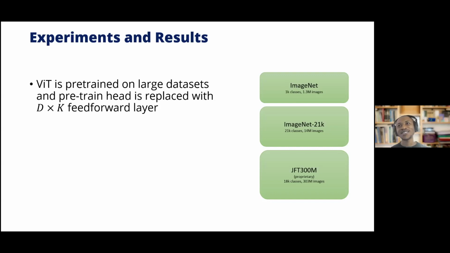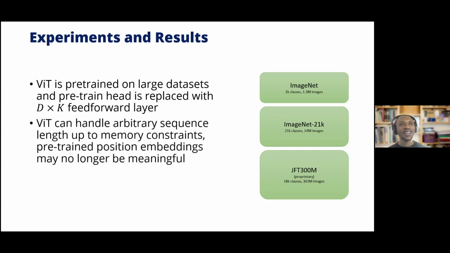It's necessary to talk about this, because this is one of the key points that made the vision transformer desirable, in the sense that it's able to learn from very large data sets. One thing to note is that this JFT dataset is a proprietary dataset, which is only accessible to Google. So you would see why this is very important. And again, they said that ViT, the vision transformer, can handle arbitrary sequence lengths up to memory constraints.